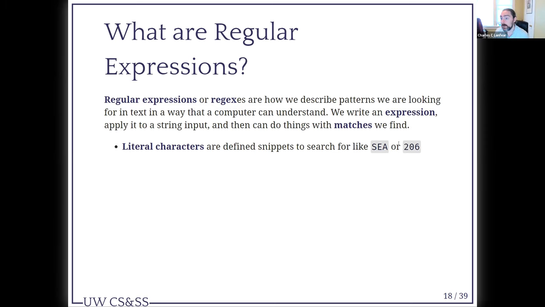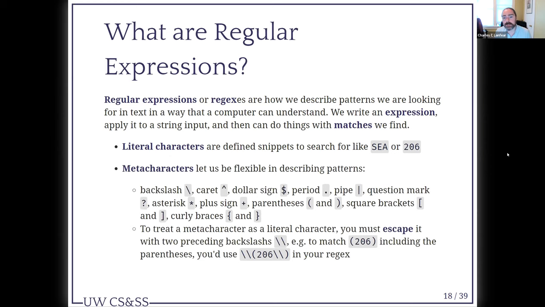Like way back when we did homework 5, we wanted to search for SEA. Technically, it was SEA with a space. We searched for SEA. Maybe we want instead the number 206 to get 206 area codes from phone numbers. These are literal characters because we actually just want to find that exact text. Okay? Then there's a whole monstrous pile of things that are not literal characters. These things are called meta characters. Meta characters are things to allow us to be flexible in describing patterns.